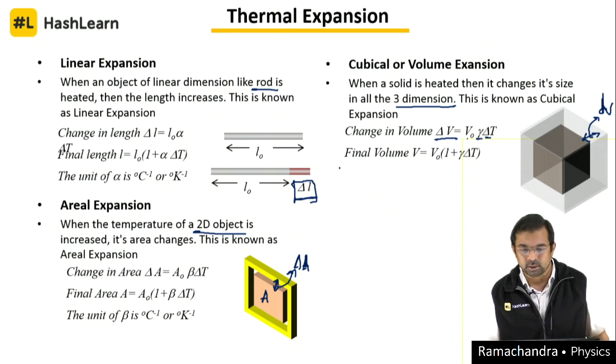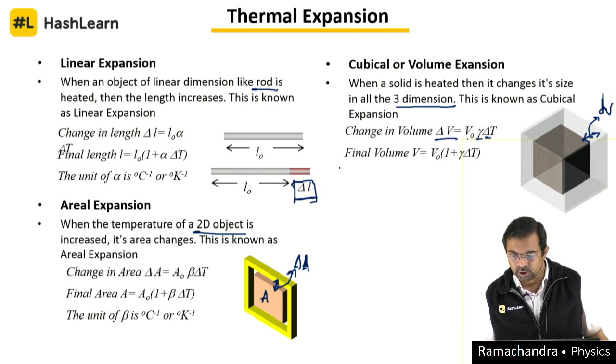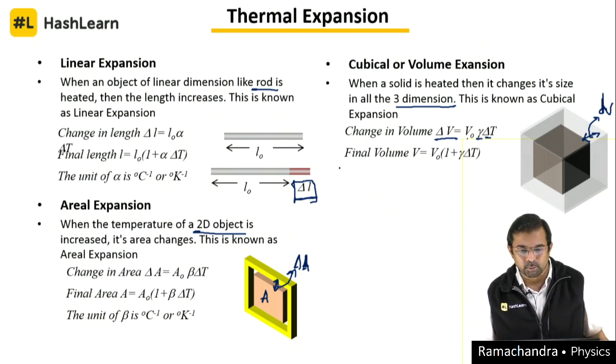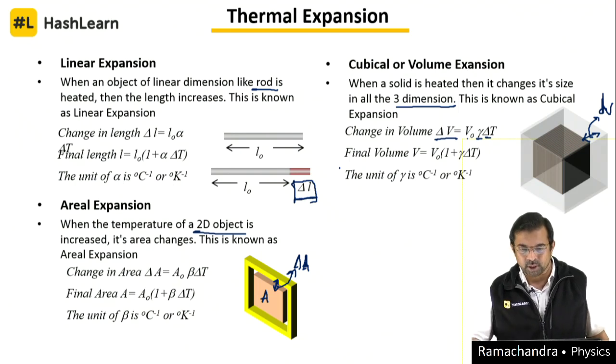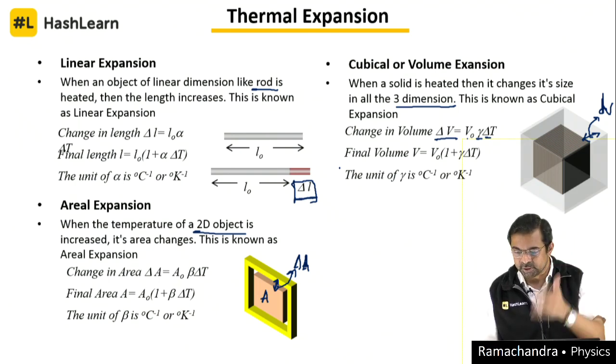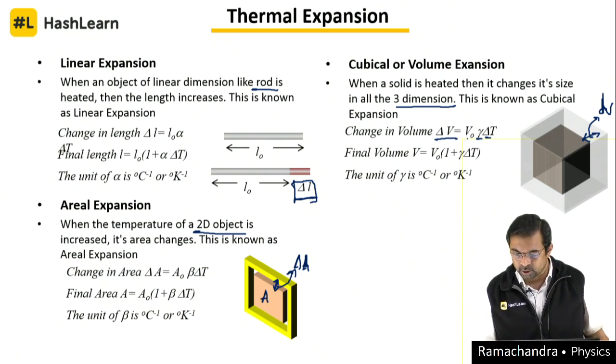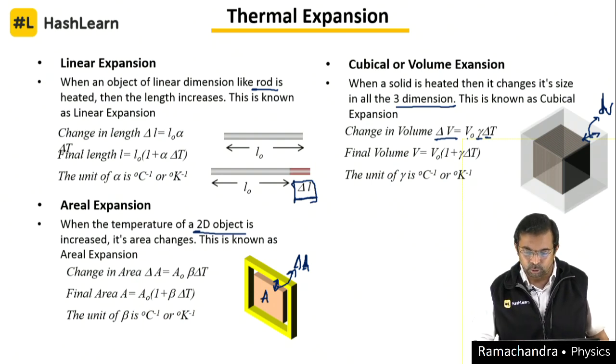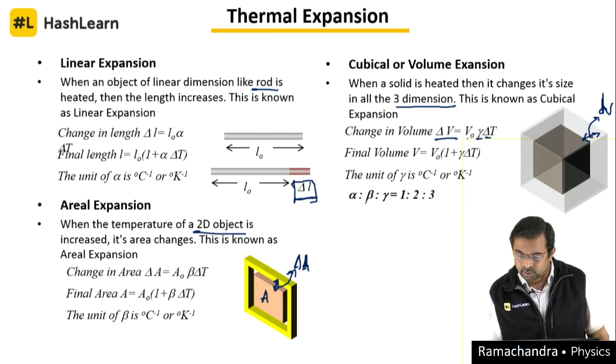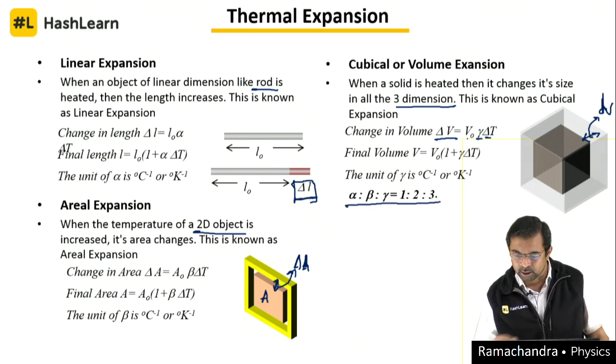The final volume can be calculated with the equation V equals V naught into 1 plus gamma into delta T. The unit of gamma, again, will be per degree Celsius or per Kelvin. Generally Fahrenheit is not used here. Now moving on to the next one, the relationship between alpha, beta and gamma will be 1:2:3.